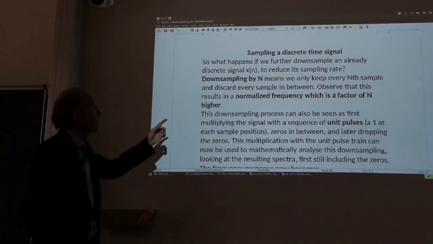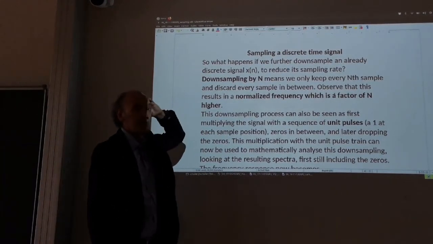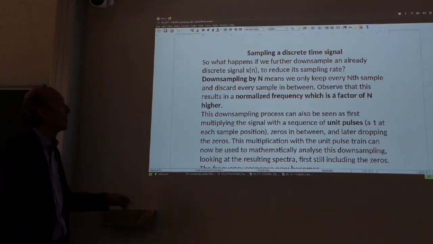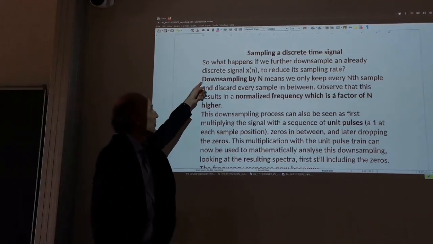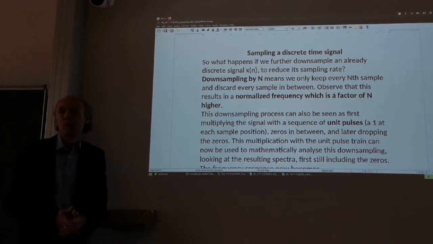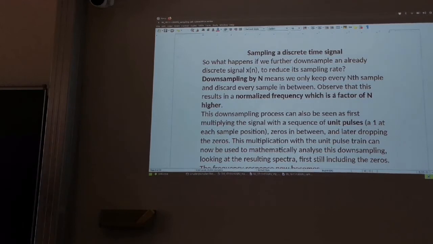So next, sampling a discrete time signal. What happens if you further downsample an already discrete signal x of n to reduce its sampling rate? This is often what we have in coders. We have a signal coming at a certain sampling rate from the sound card, but the coder wants to have it at a lower sampling rate, or internally the coder changes the sampling rate.